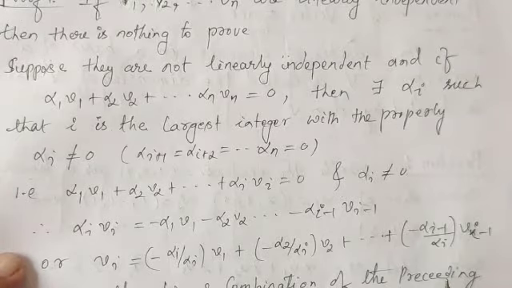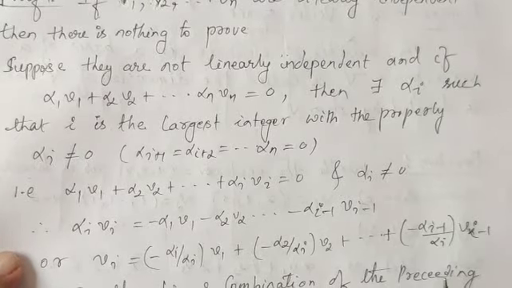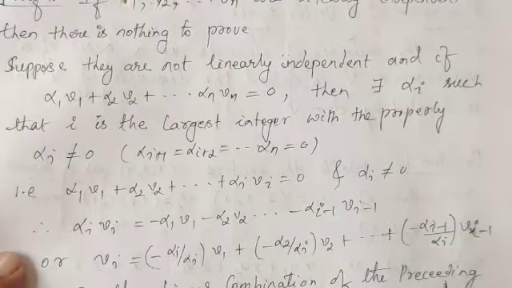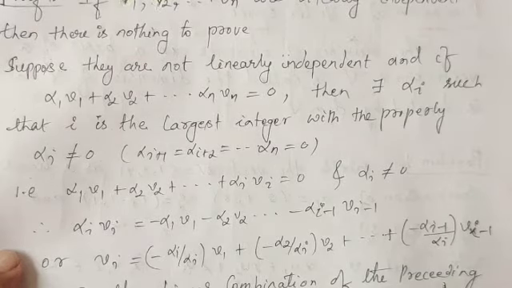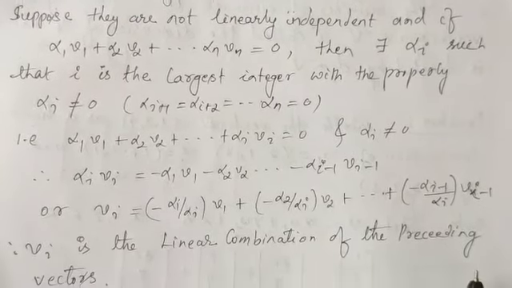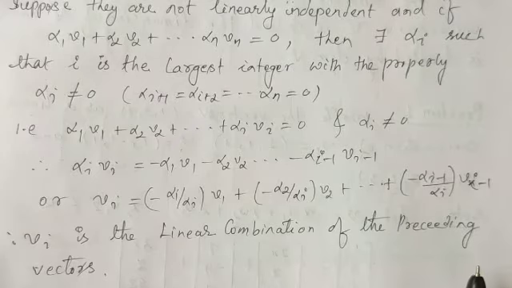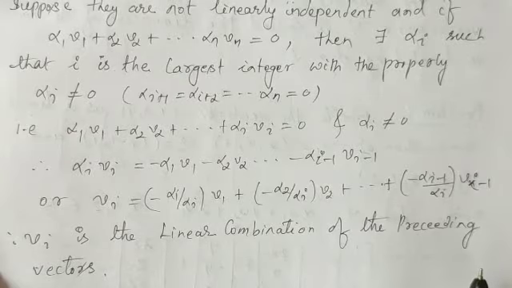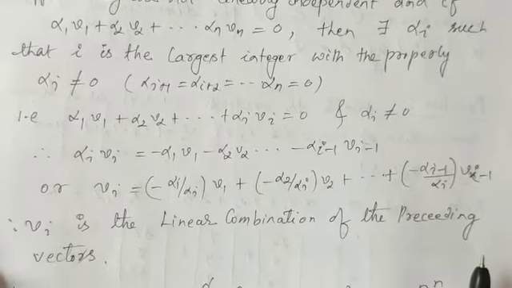Alpha i Vi is equal to 0. Here we know that alpha i is not equal to 0. If alpha i is not equal to 0, then we can shift the preceding terms to the right hand side, and we can divide those terms by alpha i, because alpha i is not equal to 0. So therefore Vi can be written as minus alpha 1 divided by alpha i V1, etc., minus alpha i minus 1 divided by alpha i Vi minus 1. So that means we can express Vi as the linear combination of preceding vectors.